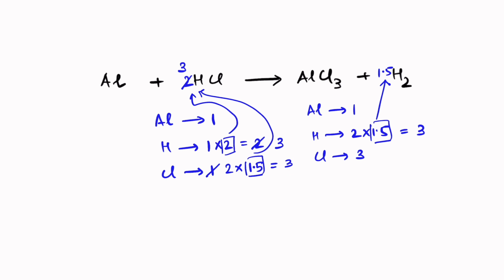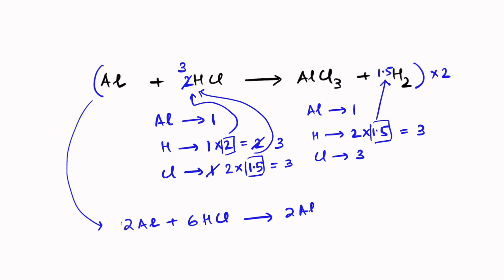At this point in time, to get rid of the decimal, all you have to do is multiply the whole equation by a factor that's going to get rid of the decimal. In this case, we're going to choose 2 because 2 times 1.5 gives us 3. And you want to choose the lowest factor. So that's going to give us a complete balanced equation, which is going to be 2Al plus 6HCl gives us 2AlCl3 plus 3H2.